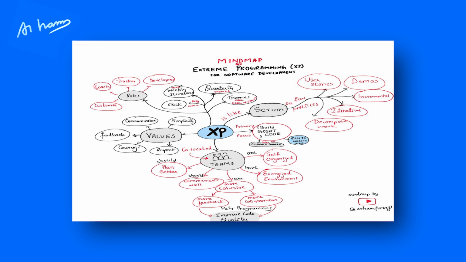So before I go towards the similarities between XP and Scrum, I'm just putting up this mind map to help you summarize whatever we have learned. We learned about the XP teams. XP teams are co-located. XP teams are collaborative. They are cohesive. XP teams work in pair programming. XP teams have a lot of communication. So this is how the XP teams work. The focus of these XP teams is to embrace change so that we deliver good working software. The focus is to deliver better quality of code. That is the primary focus of XP.